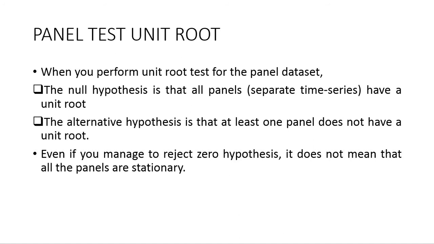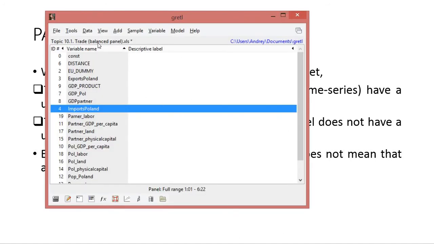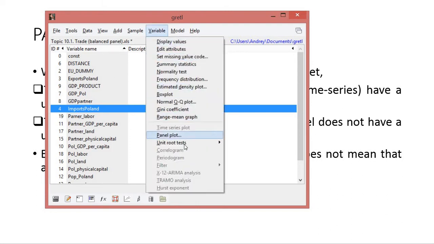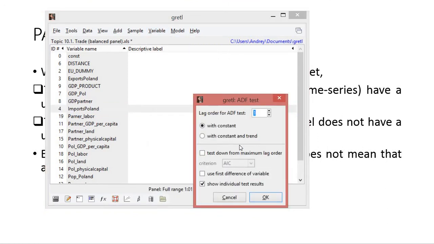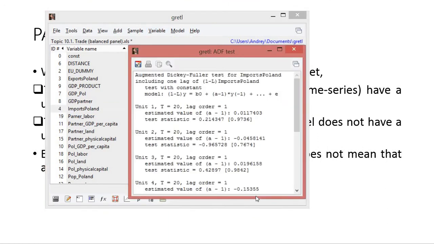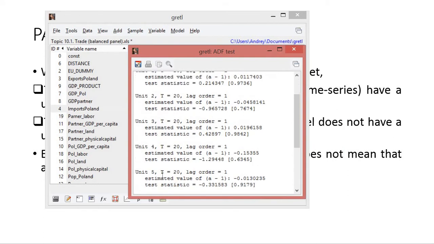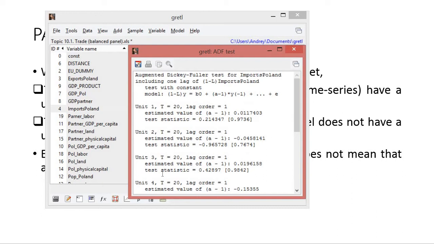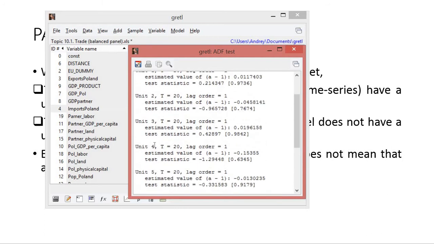I will show you. So we use Gretl, we use a straight balanced panel. As usual, you can find it in materials for this lecture. We use the augmented Dickey-Fuller test with constant. Okay, so this is the output of the test. We have 6 units, because we analyze the volume of trade between Poland and 6 major trade partners for 22 years. So that's why we have output for 6 units.